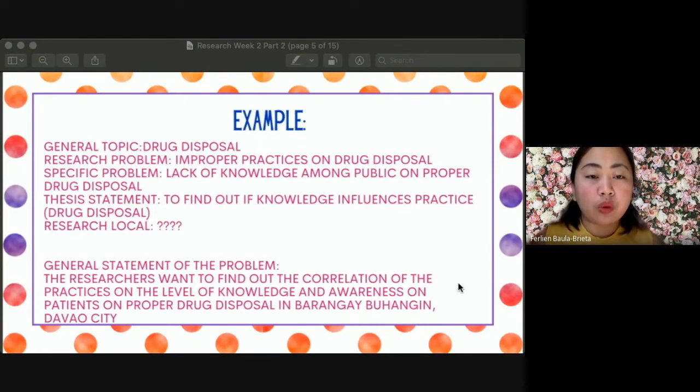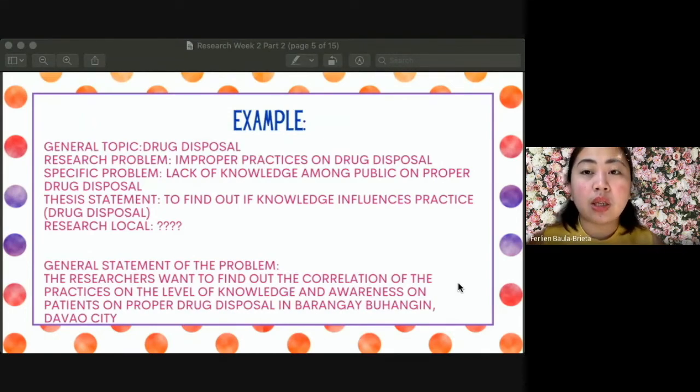You will work on those, and you can now start crafting your introduction and later on leading to your statement of the problem. Now for this topic of interest, you will have the general statement of the problem. So I have an example here. The researchers want to find out the correlation of the practices on the level of knowledge and awareness of patients on proper drug disposal in Barangay Buhangin, Davao City.